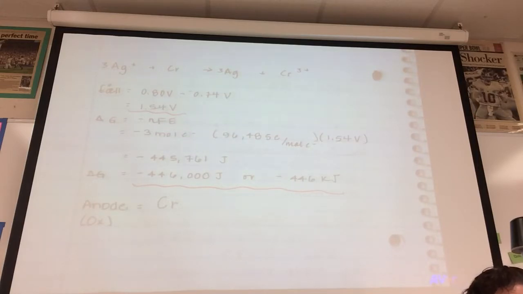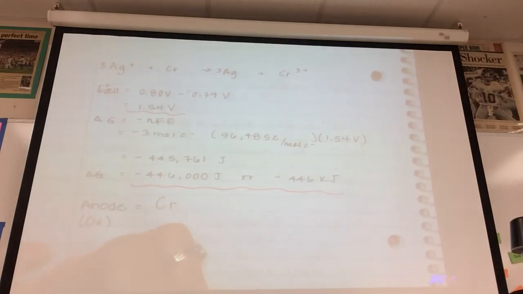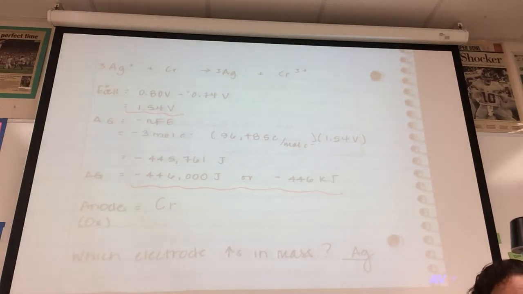Which metal increases in mass? Or which electrode increases in mass? The silver, because that gets generated. Does that make sense? Okay.